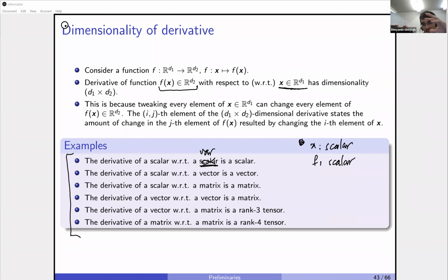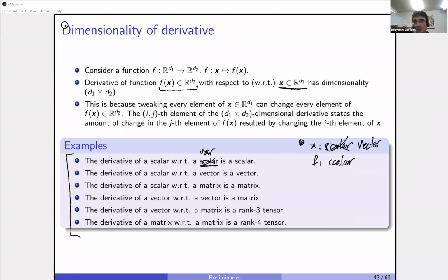The second example, I think, clarifies it better. Assume that now the x, the input, is a vector, and the function is a scalar. What would be the derivative? When we say the variable is a vector, it means that when you change every element of the vector x, it has some impact on the function f. It changes the scalar f, right?